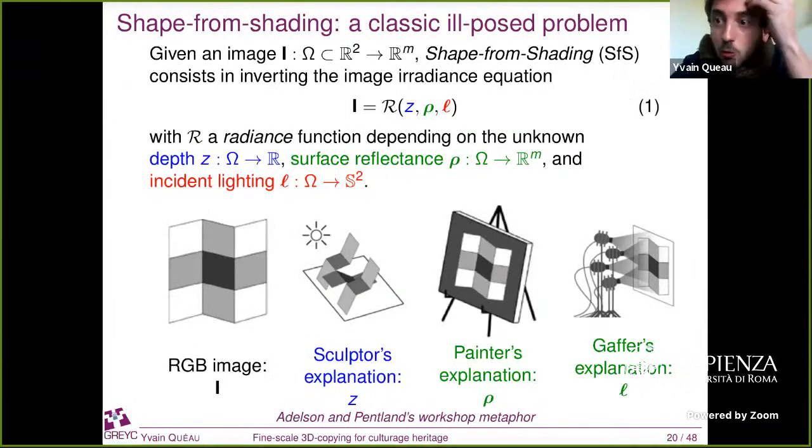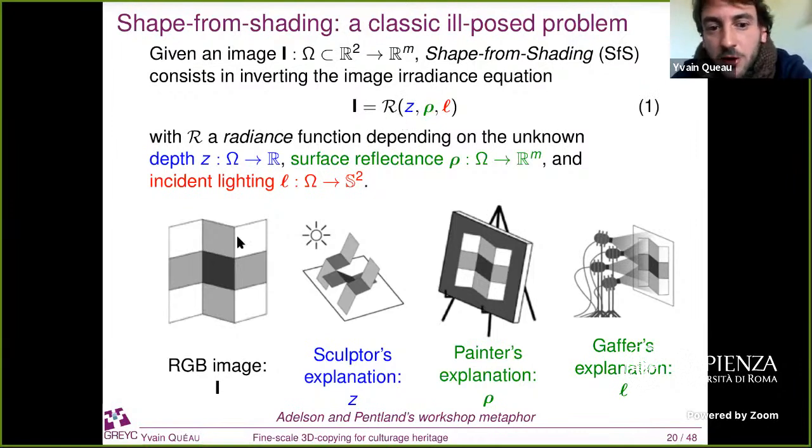Okay, so how do we do that in practice? This is a very long-standing problem in computer vision, which is called shape from shading. The shape from shading problem consists in this: you're given one image, gray or RGB or whatever, and you want to invert the image irradiance equation, which is a physics-based model describing the interaction between the geometry, the reflectance, and the lighting, so as to produce the image.